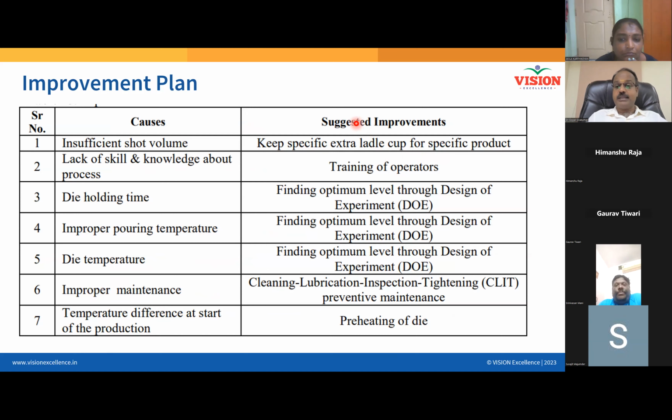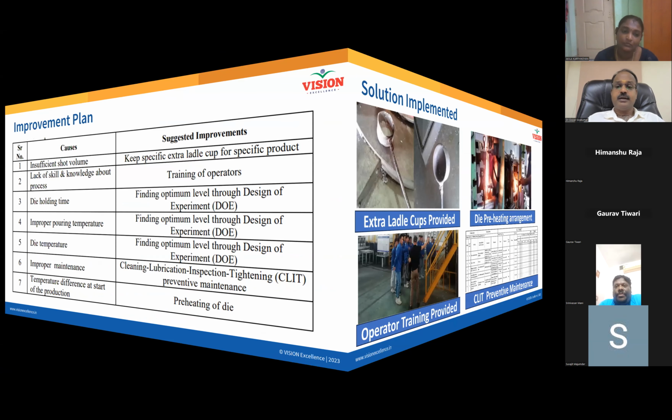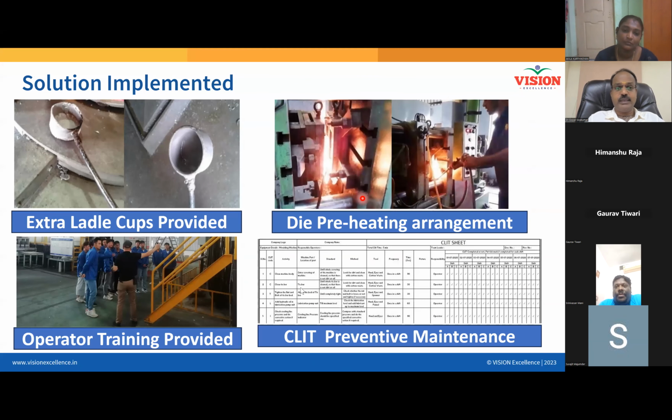But while recommending the solution, a recommendation has come to go for some experiment, because certain factors are measurable characteristics, particularly the temperature and the holding time. And for maintenance, the project team has suggested the CLIT maintenance procedure. Cleaning, lubrication, inspection, and tightening should be part and parcel of the daily work. And now for the DOE, see here, solutions are implemented.